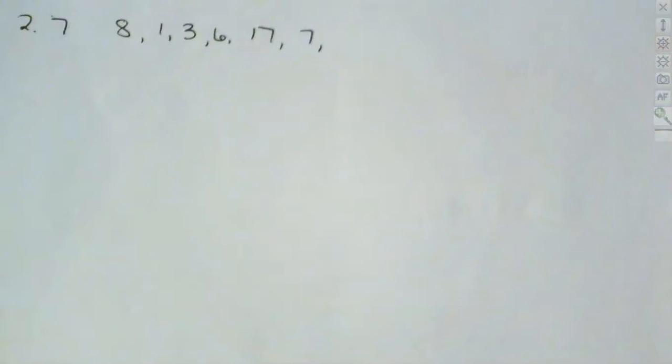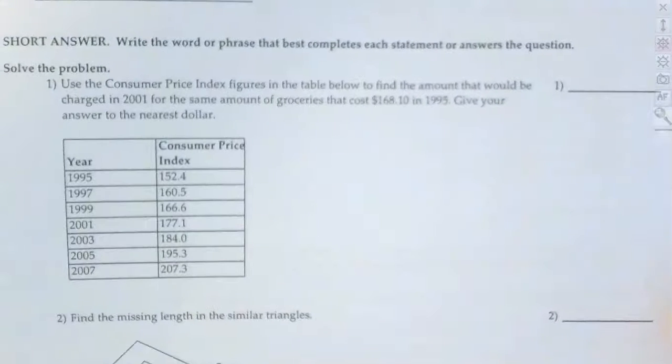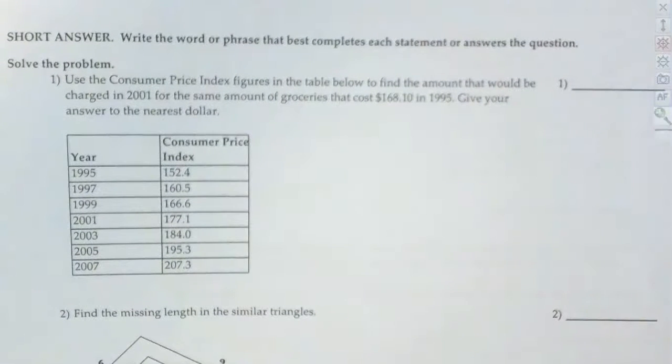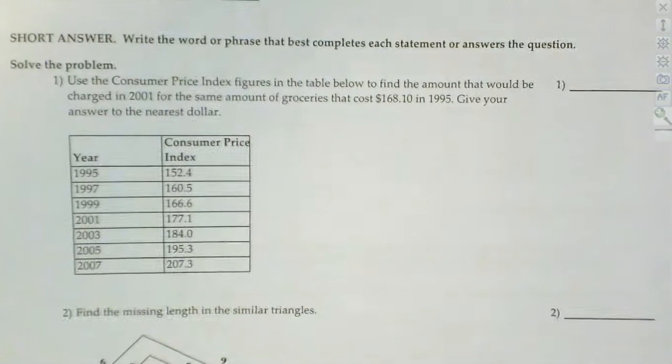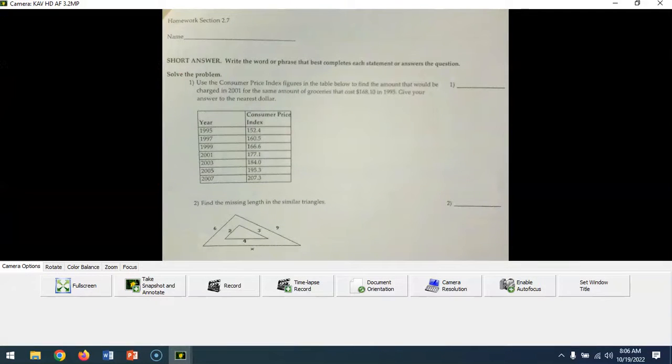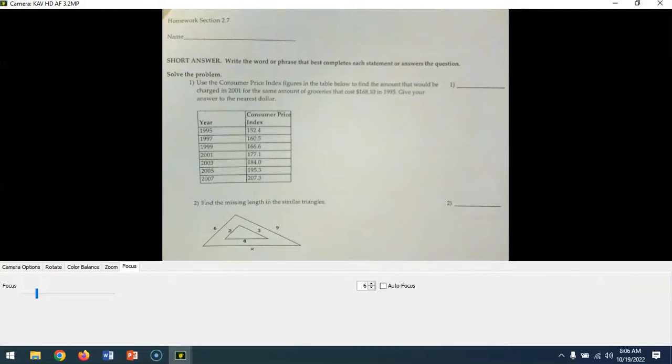So we're in 2.7, and we're going to look at some questions from our homework. We're going to look at the first one here. Okay, so what we want to do is use this index table to be able to estimate a price of a different year of the same goods.